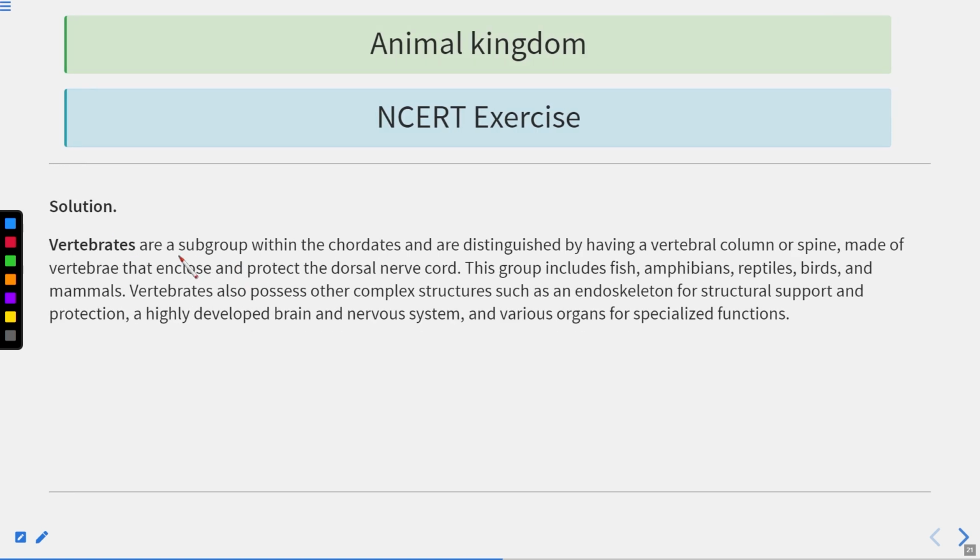Now, let us see what is written about the vertebrates. We can say that all vertebrates are chordates, but all chordates are not vertebrates. So vertebrates are a subgroup within the chordates and are distinguished by having a vertebral column or spine, made up of vertebrae, that encloses and protects the dorsal nerve cord. So they have the vertebral column.